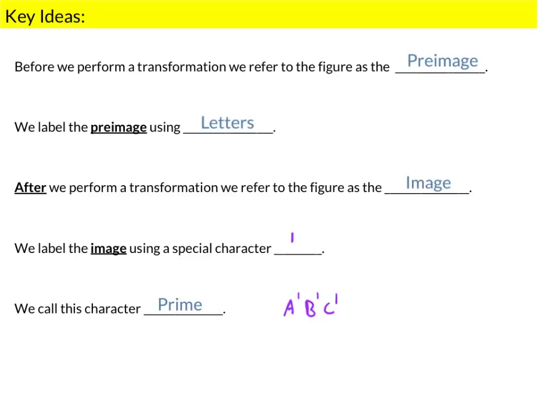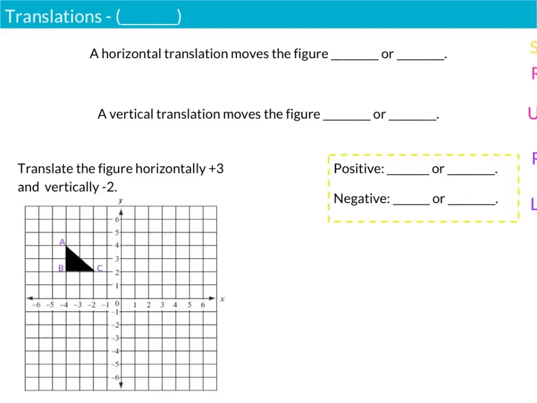Now let's go ahead and take a look at our first transformation. So our first transformation is called translation, or you better know it as slide. So we're going to be sliding our shape around our coordinate plane. So a horizontal translation is going to move our figure either right or left, and a vertical translation is going to move our figure either up or down.